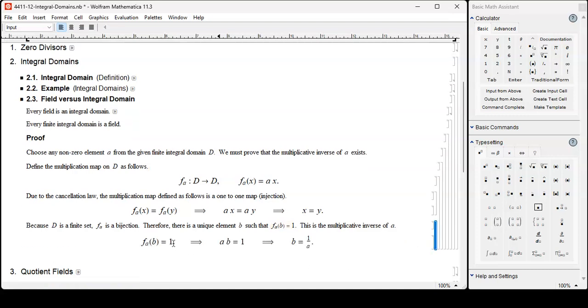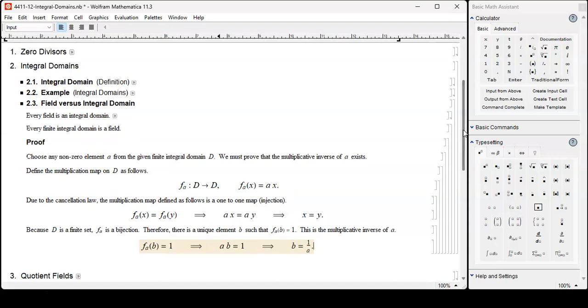What do you mean by that? F of b is 1, so a times b is 1. So b is 1 over a, the multiplicative inverse that we were looking for. This completes the proof. Every non-zero element is a unit. Every non-zero element has a multiplicative inverse. It's not a constructive proof. There exists a certain b because of D being a finite set.